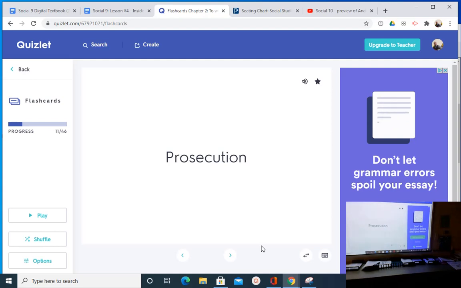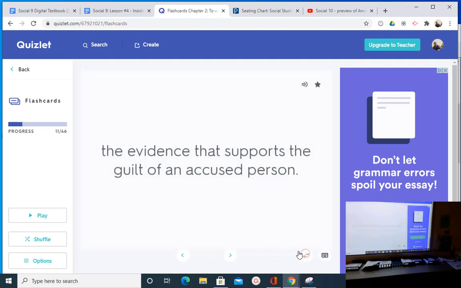So prosecution in Canada represents the Crown. That's why they're called Crown prosecutors. And it's their job to prove guilt. Because in Canada, we're innocent until proven guilty. So it's the job of the prosecution to prove guilt. Here's the evidence, here's the case that proves some guilt. So they're the ones that are trying to prove that something wrong has been done.